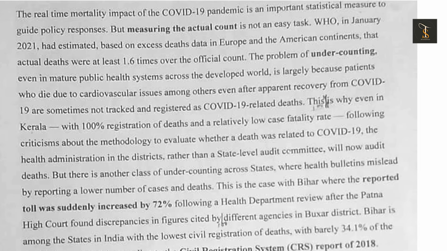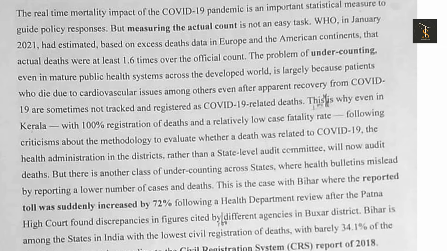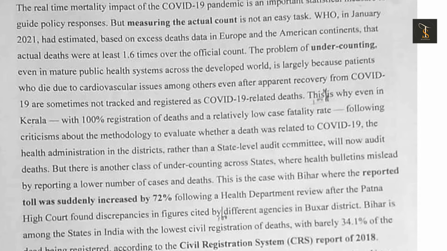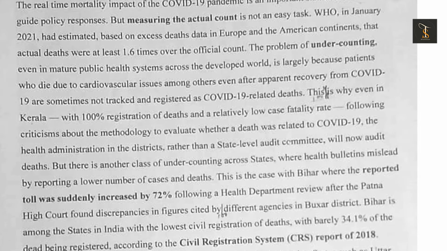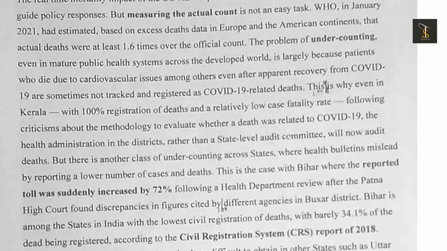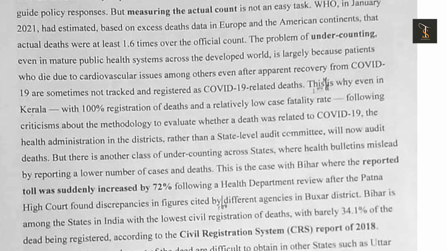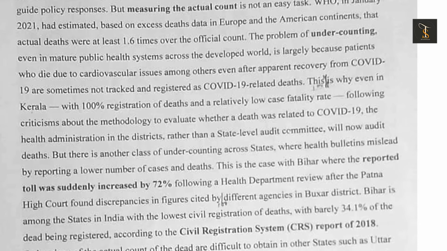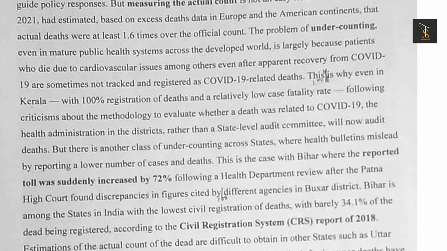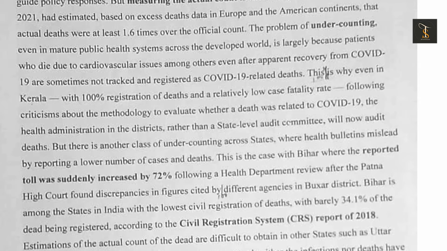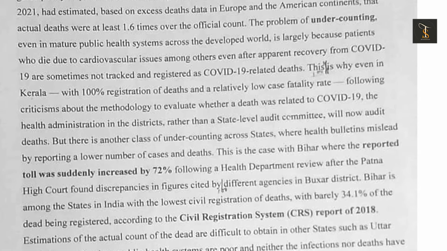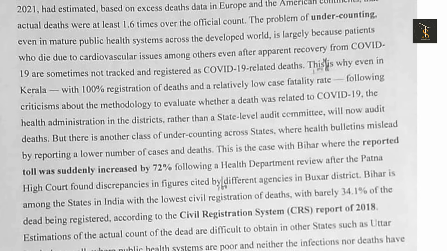The real-time mortality impact of the COVID-19 pandemic is an important statistical measure to guide policy responses. But measuring the actual count is not an easy task. WHO in January 2021 had estimated, based on excess deaths data in Europe and the American continents, that actual deaths were at least 1.6 times over the official count.